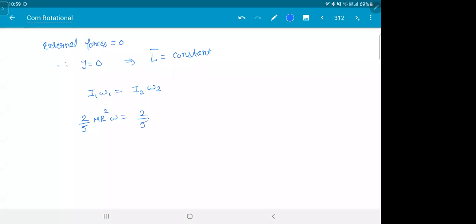Let me show you. External forces are 0. Therefore, torque is 0. If torque is 0, then L bar is constant. That means I1 omega 1 is I2 omega 2. Initial moment of inertia is 2 by 5 mr square. Final moment of inertia is 2 by 5 m, the same, but r by 2 whole square. You end up with omega dash is 4 omega. This rotates 4 times faster.